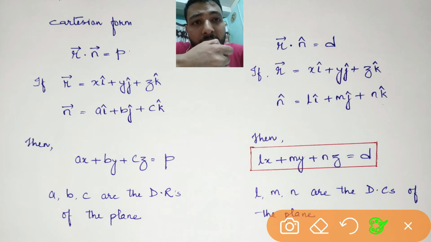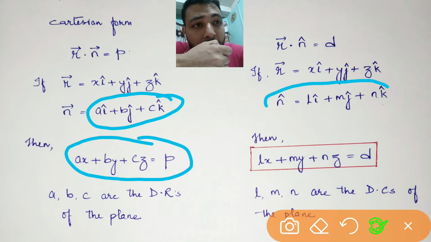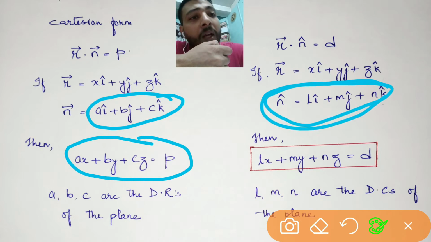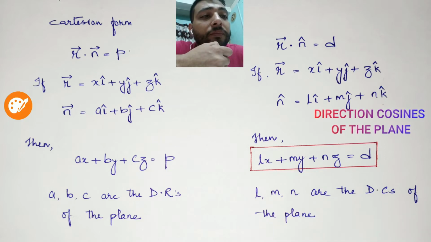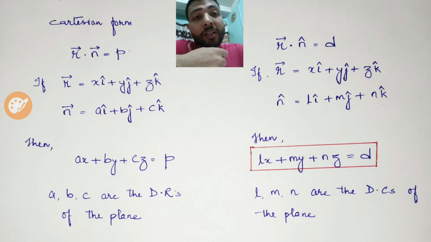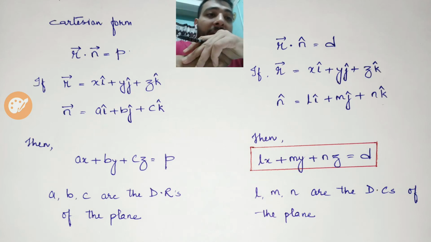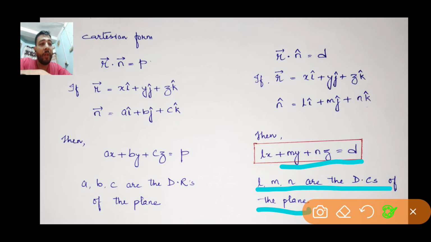Remember that whatever is the direction ratio of the vector is also the direction ratio of the plane. Whatever is the direction cosine of the vector, the unit vector, that is also the direction cosine of the plane. Clear? So you should keep in mind that the direction ratio of the normal vector and the direction ratio of the plane will be the same. The direction cosine of the normal vector and the direction cosine of the plane will be the same. Okay, now let's see an example on that.